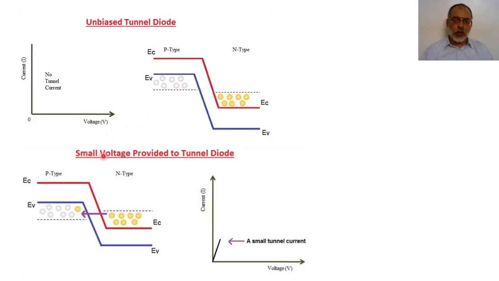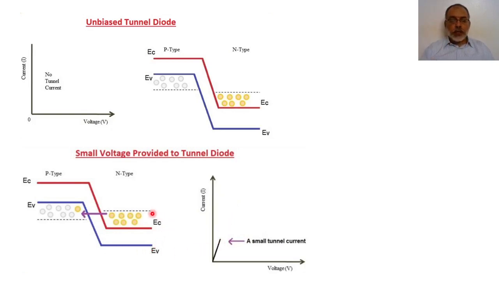So if we have a small voltage provided, some electrons will tunnel from the conduction band of the N-type to the valence band of the P-type. These tunneling electrons will introduce a small current. So we have a small current. And as we are increasing the forward bias voltage, this tunneling current will increase.